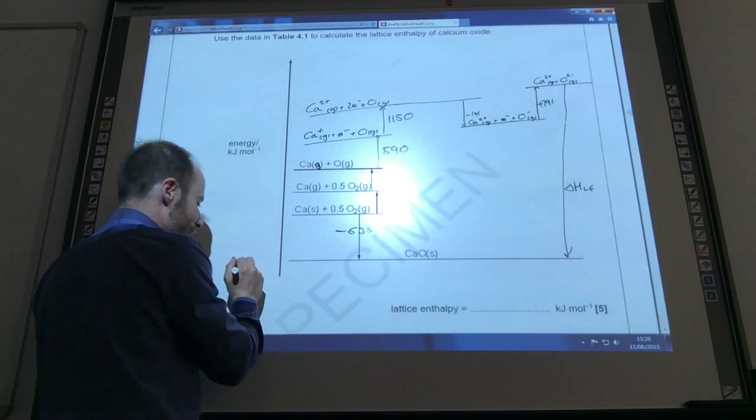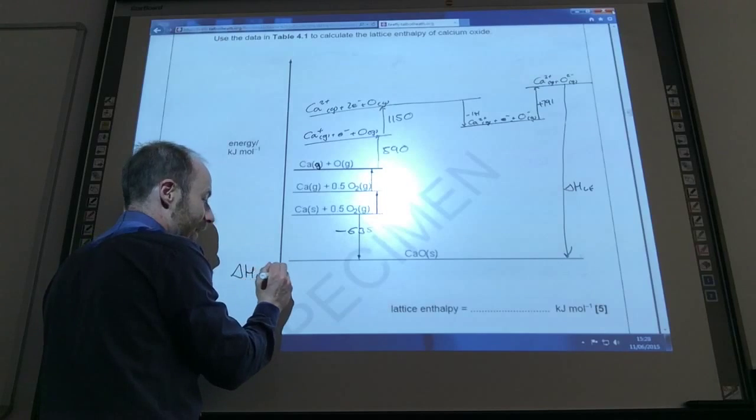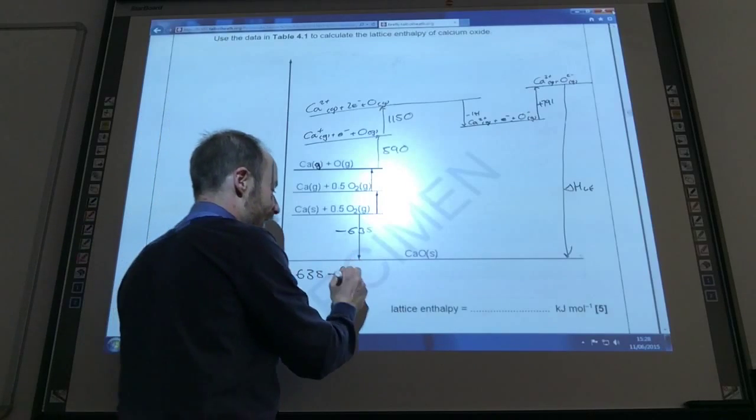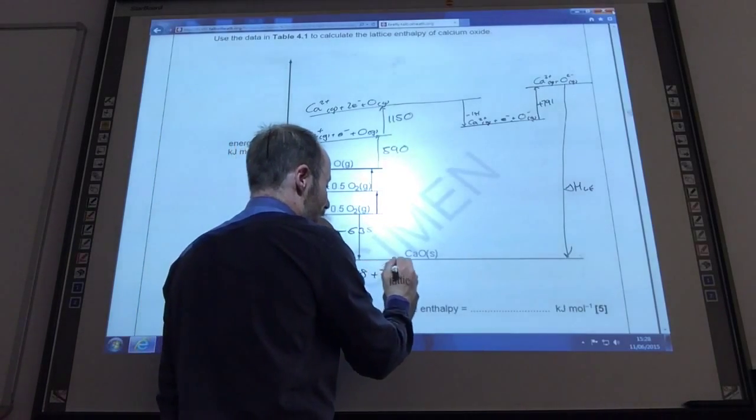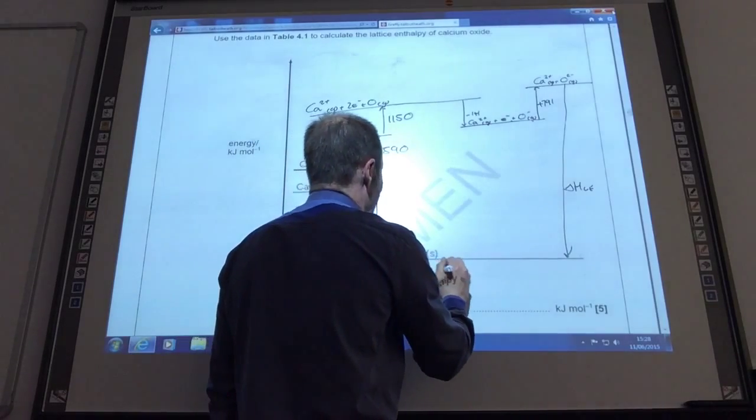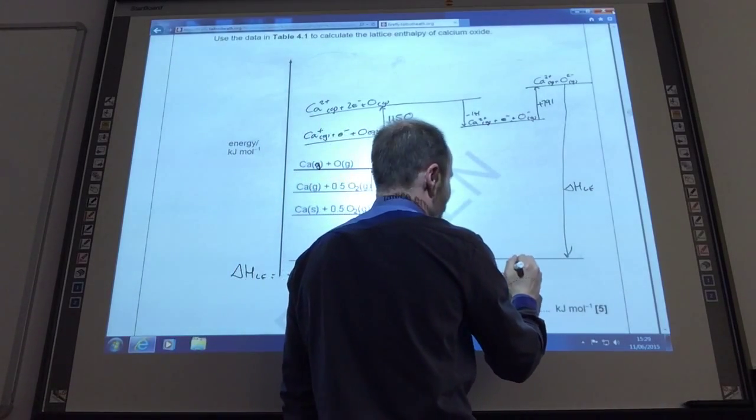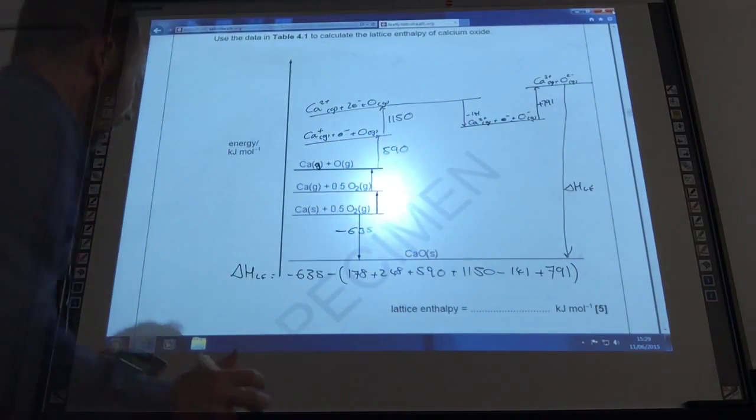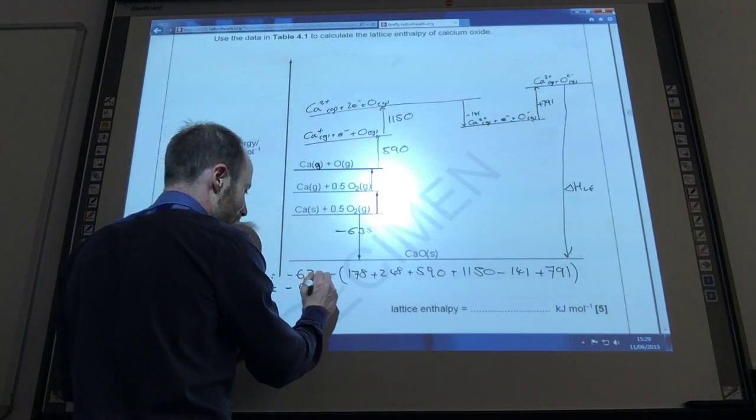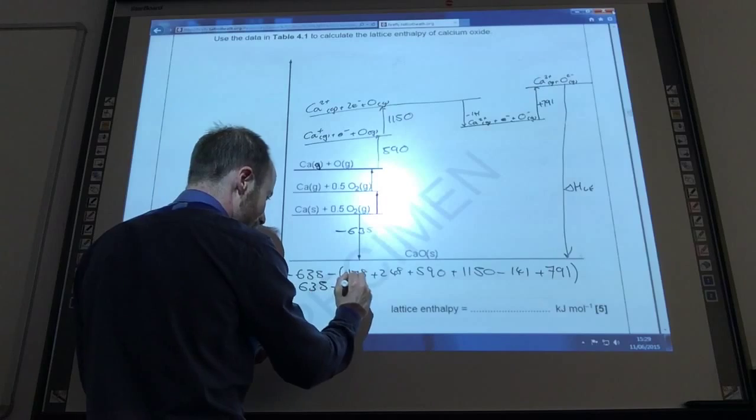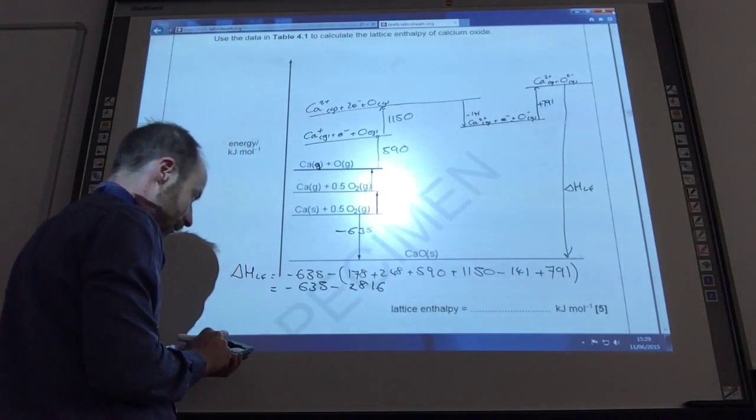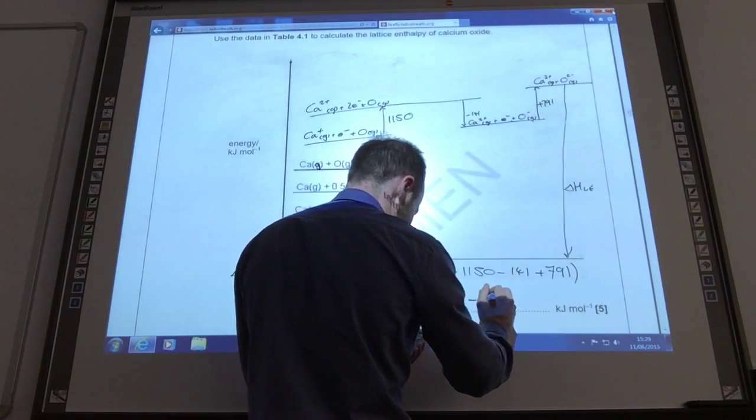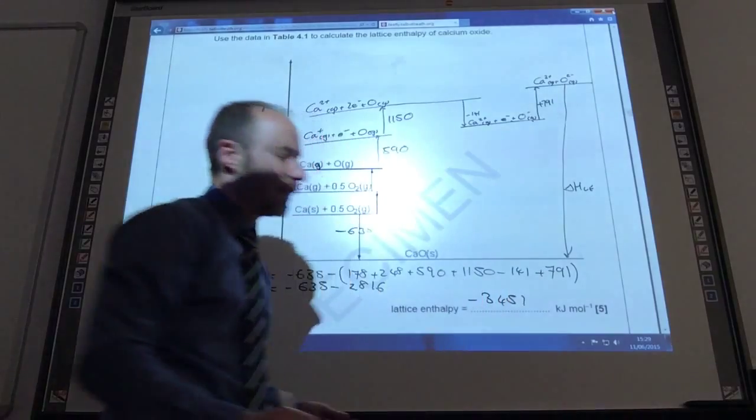Then all we have to do is put them into the equation for lattice enthalpy. So delta H lattice enthalpy is going to be -635 minus everything else. So 178 plus 248 plus 590 plus 1150 minus 141 plus 791. So that gives you minus 635 minus 2816, which gives me a grand total of minus 3451 kilojoules per mole.